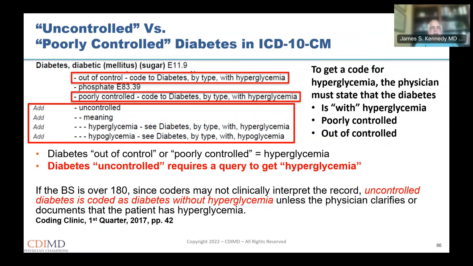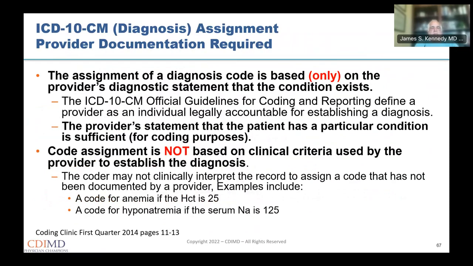You either have to have the doctor say hyperglycemia if the blood sugar is above 180, or if the hemoglobin A1C is above 7 or 8, then they're going to have to say poorly controlled or out of control, which might cause your physicians to be frustrated. But this is just the way the coding system is set up, and what will make your job probably a little bit more difficult than if it had been more straightforward. The predicament, and the reason that we're dealing with this, is that code assignment is based only on what the doctor writes. It is not a clinical interpretation or a data abstraction by the coder.